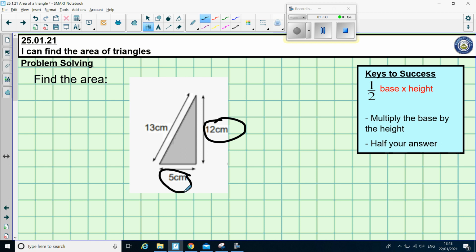Okay, so here we would do 12 times 5, which is 60, and then we would half it. So our answer to this question would be 30 centimetres squared.